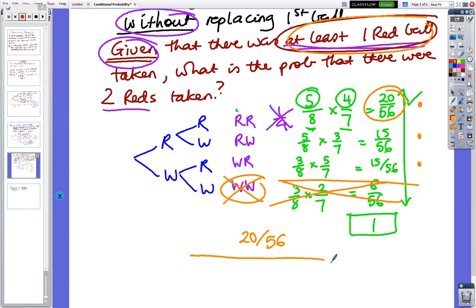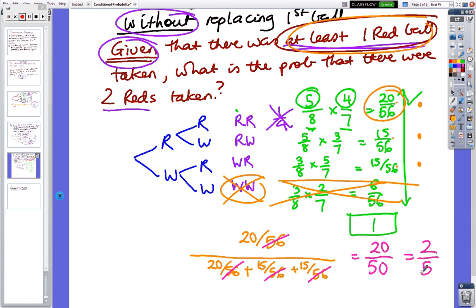That answer is the right answer, 20/56, but we have to divide by what was possible, and the possible outcomes are those 3. So we have to divide by 20, 15, and another 15. Now, because the 56s are all common, we don't have to worry about the 56s. So the answer will be 20 over 20, 15 and 15 is 30, plus 20 is 50. And so the answer is 2/5.